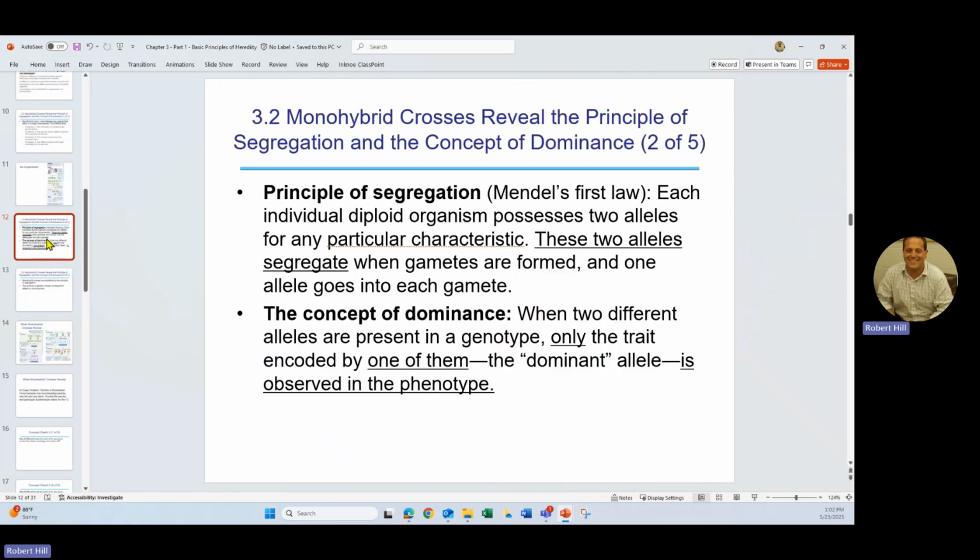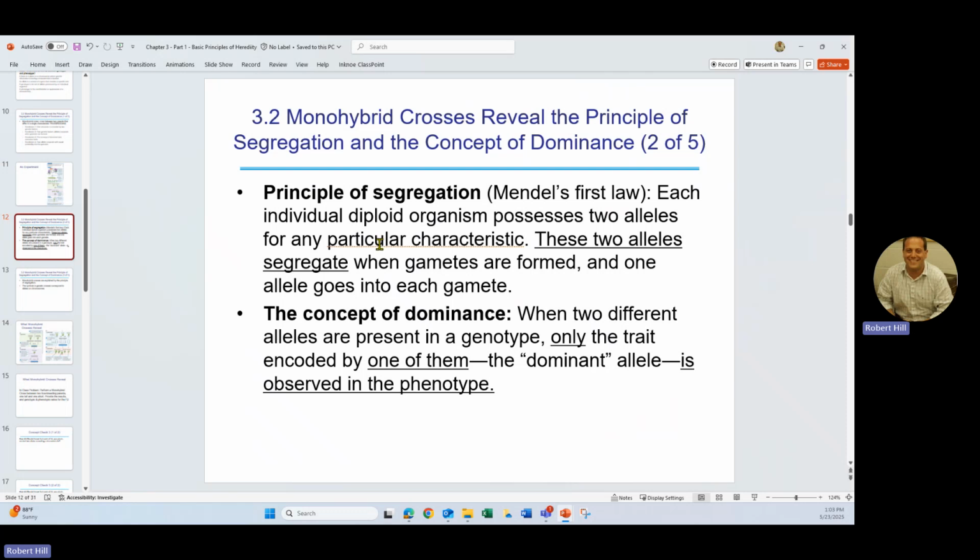All right. So monohybrid crosses, what do they reveal? Well, they reveal the principle of segregation. This is Mendel's first law. If you understand meiosis, you can understand the principle of segregation because it's happening during meiosis. So each individual diploid organism has 2 alleles for any particular characteristic.